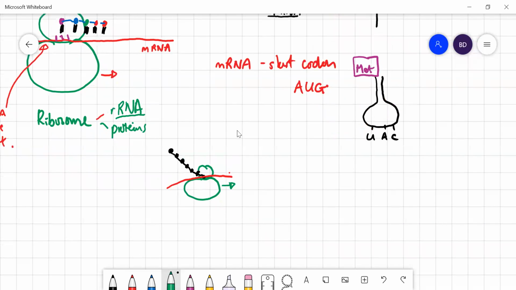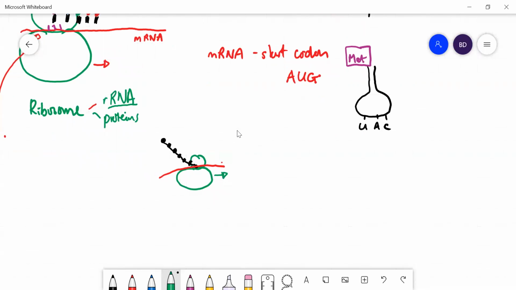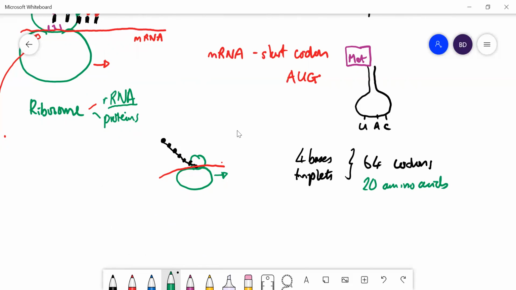Very briefly, we're not going to go into a great deal of detail, but if you have 4 bases and you have them in triplets, that means there are a total of 64 codons altogether. Of course, we know that there are only 20 amino acids. So some amino acids have several different codons, and so the code is said to be degenerate.